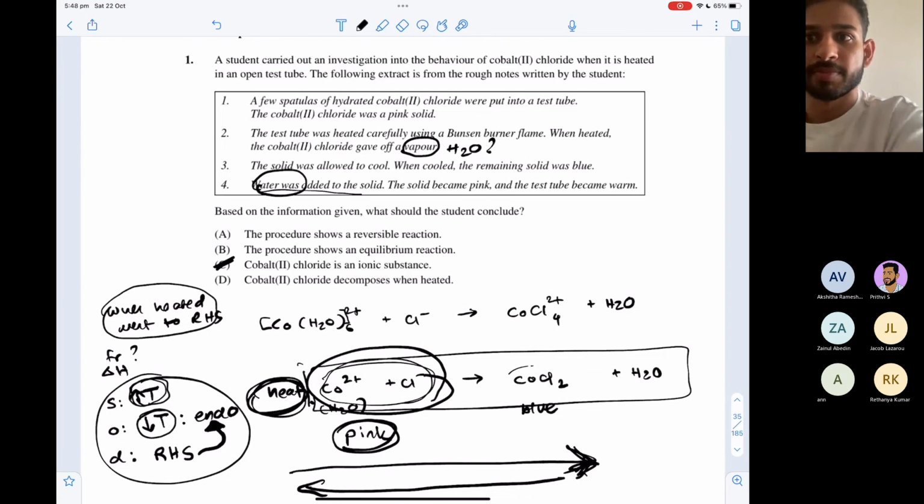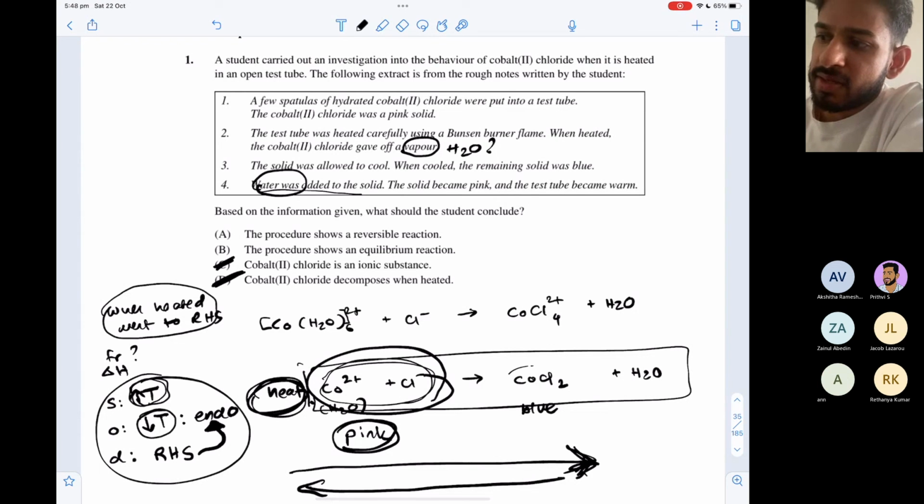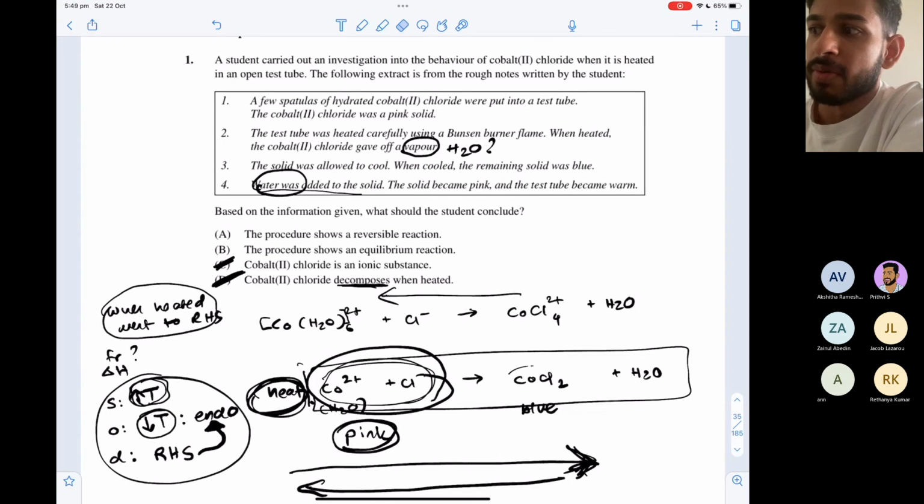What about D? Cobalt chloride decomposes when heated. Does it decompose when it's heated? What did we just say? When it's heated, it shifted to the right-hand side. Did it synthesize or decompose? It synthesizes. Yeah, very good, right? So that doesn't make much sense. And decompose is not the correct word to use, even if you're talking about the reverse reaction. That's called ionizing, right? So I would straight away have problems with that.